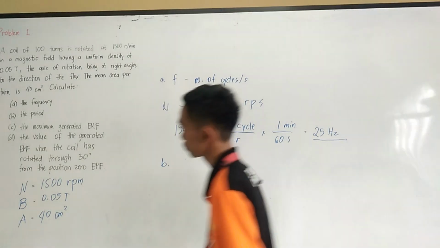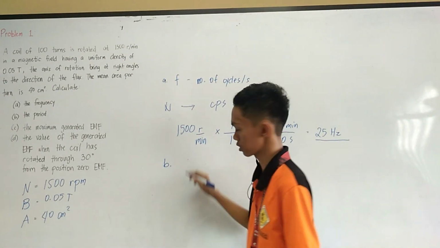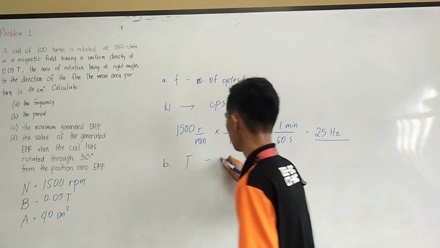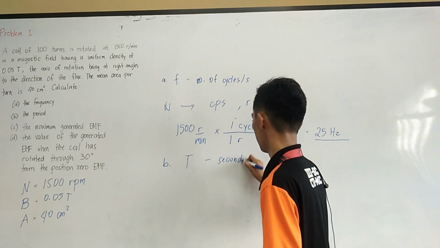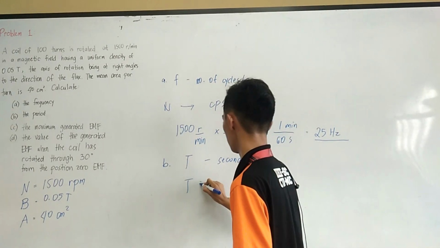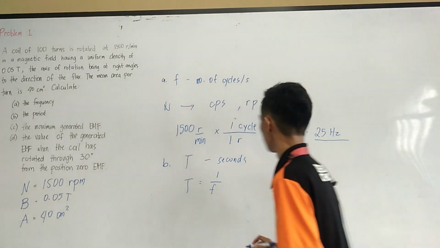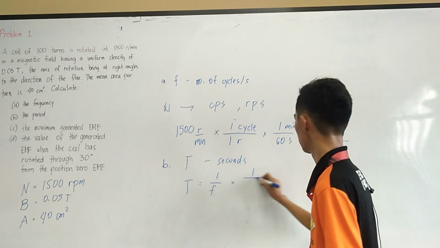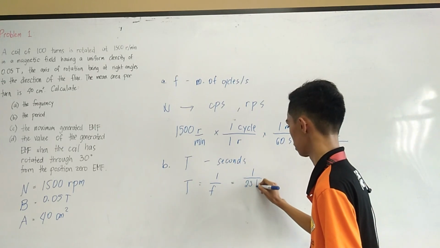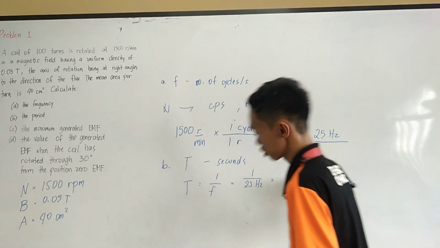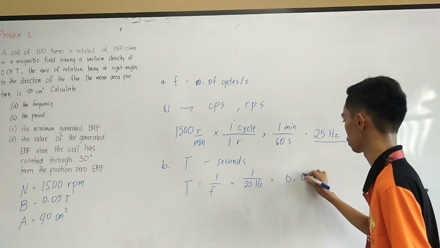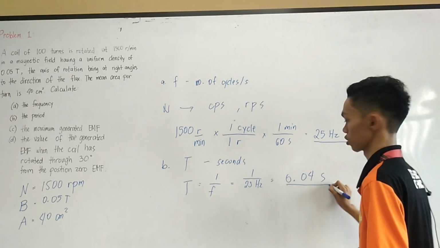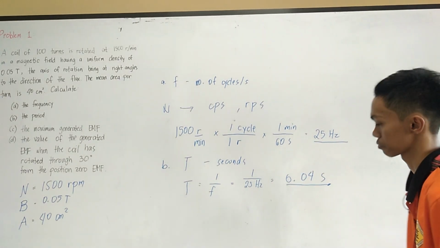Next, we have to find the time period. Since the time period T is given in seconds and is given in the equation T is equal to 1 over F, we have to directly substitute this value. So 1 over 25 Hertz is equal to 0.04 seconds. So this is the time period.